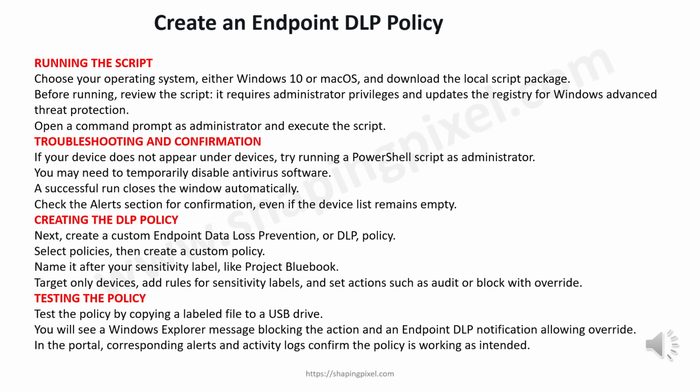Test the policy by copying a labeled file to a USB drive. You will see a Windows Explorer message blocking the action and an Endpoint DLP notification allowing override. In the portal, corresponding alerts and activity logs confirm the policy is working as intended.